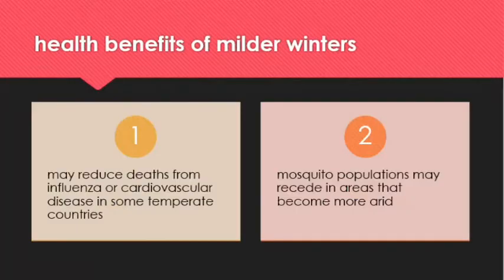So ano ba benefit naman no pag uminit ng mundo natin? So, maraming death ang mapre-prevent dahil sa cardiovascular disease and influenza. At onti rin ang paglaganap ng mga mosquito. But that is just a minor thing. Kung nasa temperate area ka lang. Pero what if kung nasa tropical area ka, like the Philippines?